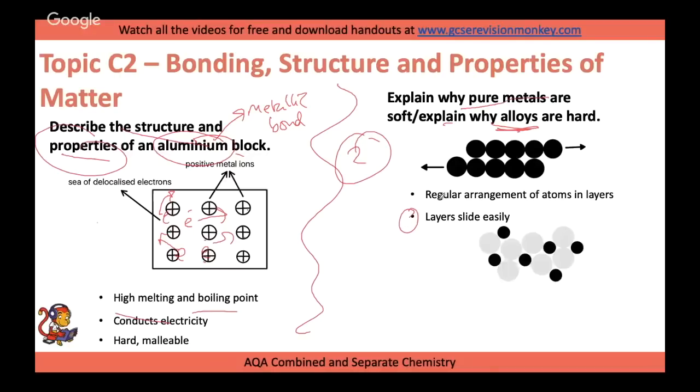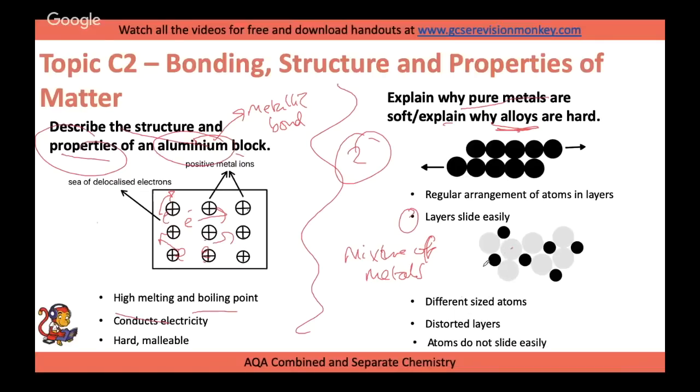However, if you have an alloy, it will look a little something like this. And this is different sized atoms, because an alloy is a mixture of metals, or it could be a metal and a non-metal, like steel is made out of iron and carbon. So you have different size atoms that distorts the layers. It doesn't allow them to lay regular, and therefore the atoms don't slide easily. So if you were to hit this one with a hammer, the atoms would slide and you could change shape. But if you were to hit this one with a hammer, it would be a lot harder.